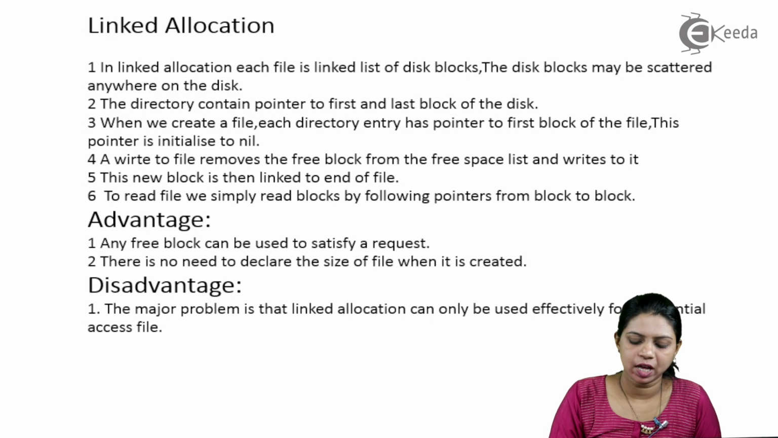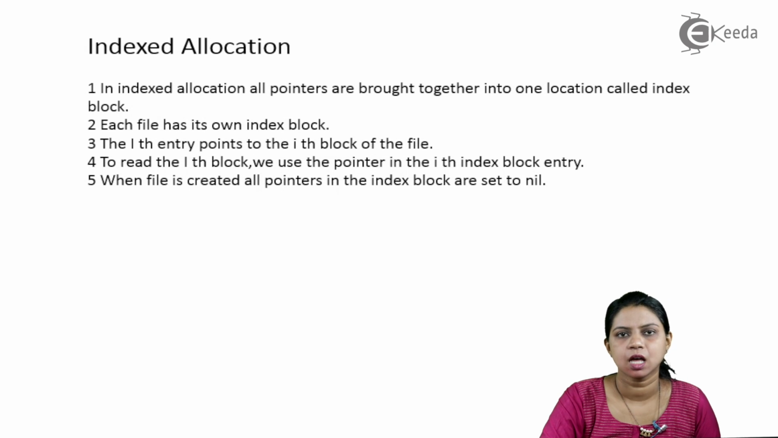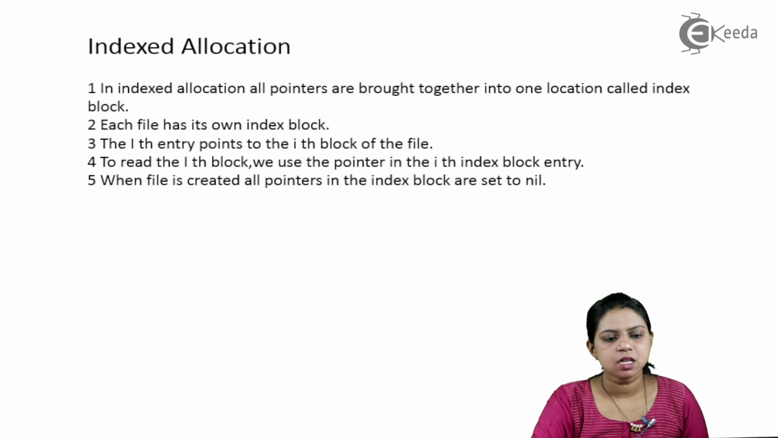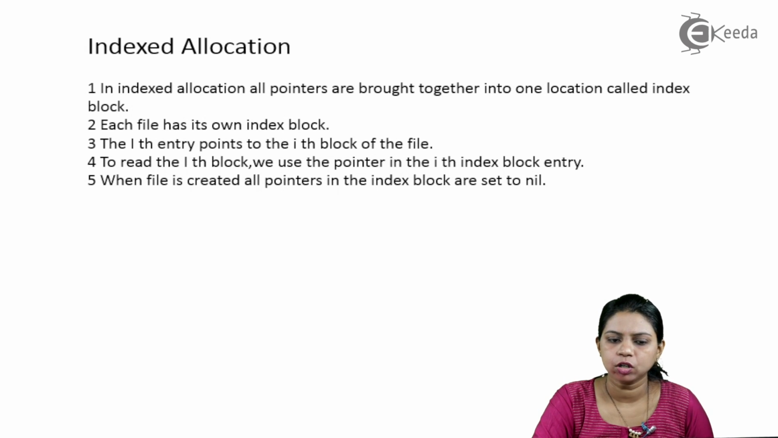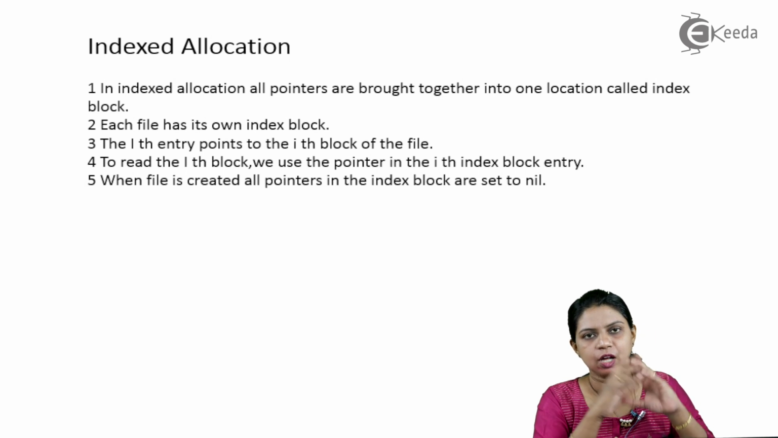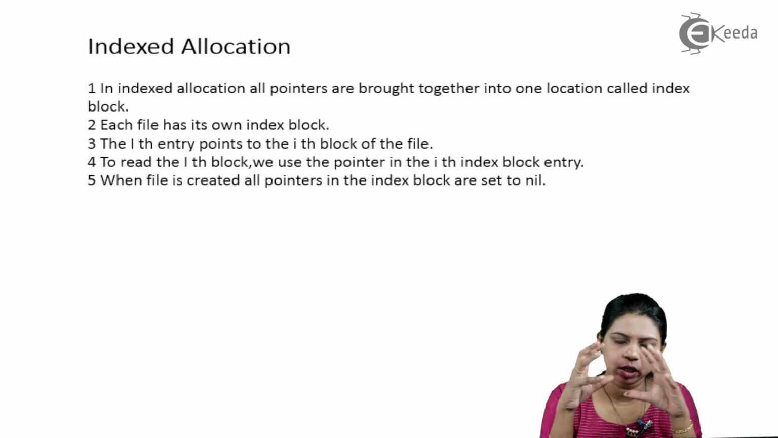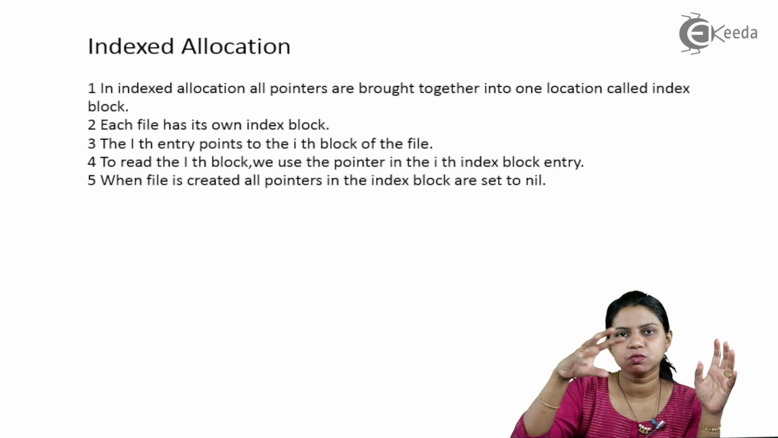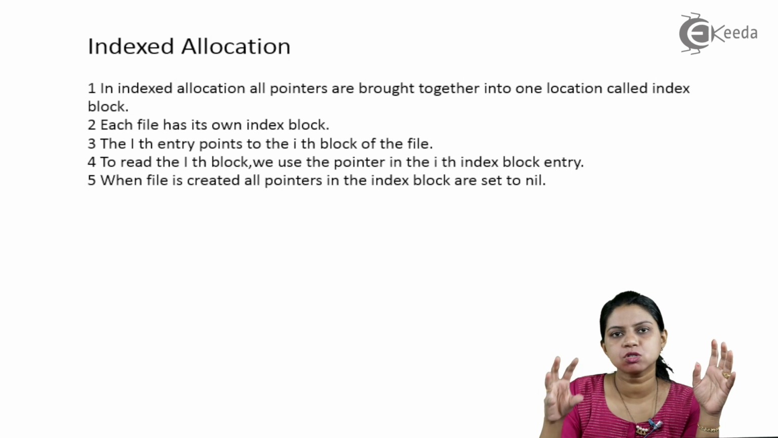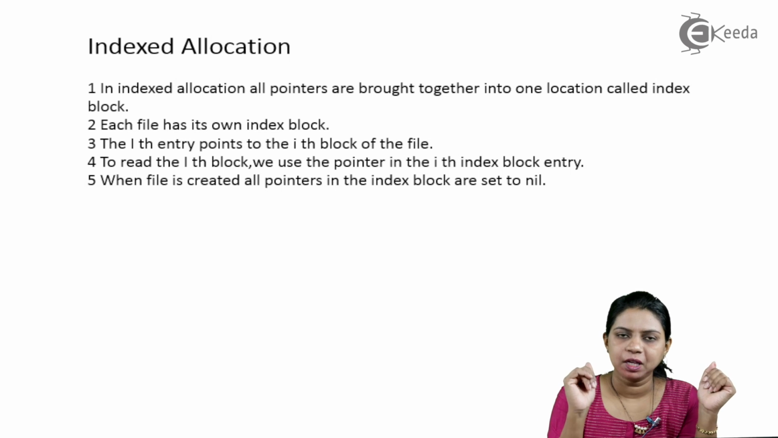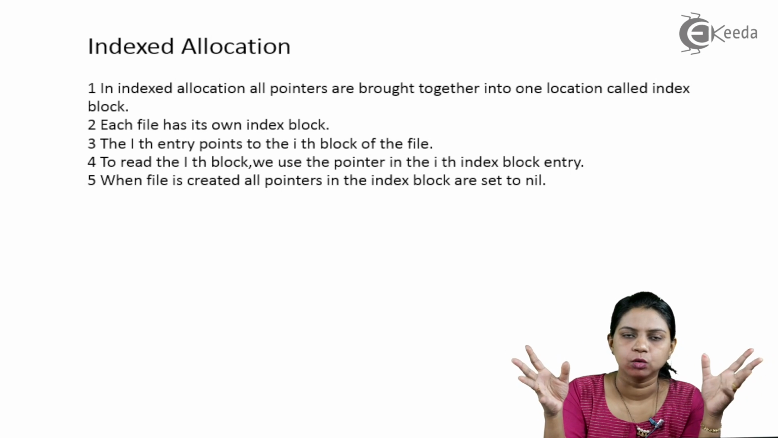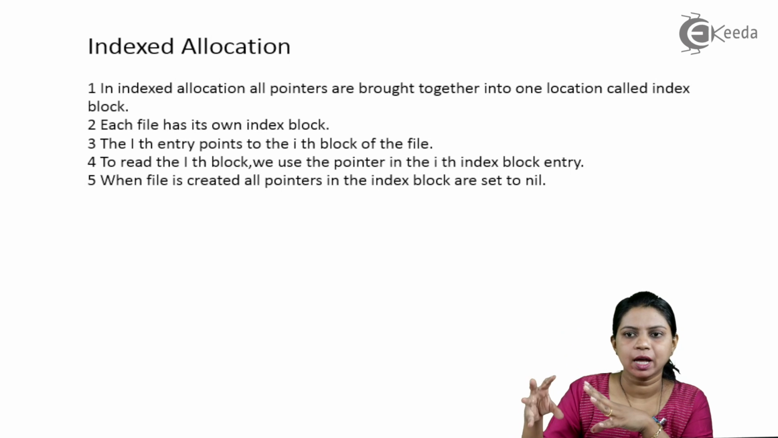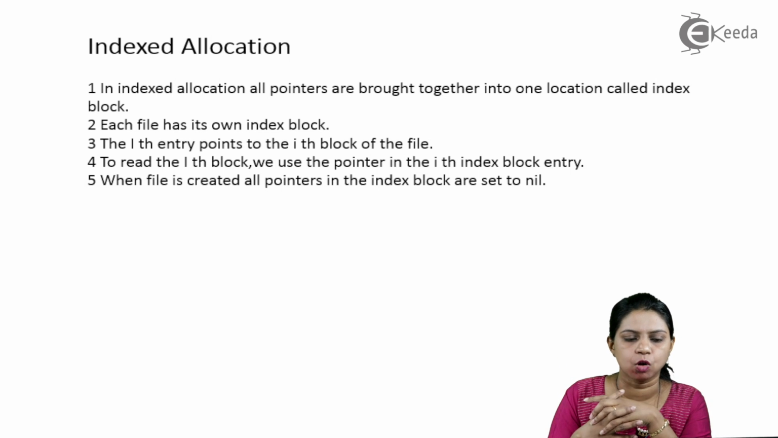Now the next method we have is index allocation. In index allocation, all pointers are brought together into one location called index block. So here you will have one block. In that block, all your pointers will get stored, and that block is called as what? Index block. So it means your pointers are not scattered now. Your pointers are there in the one block, and that block is called index block.